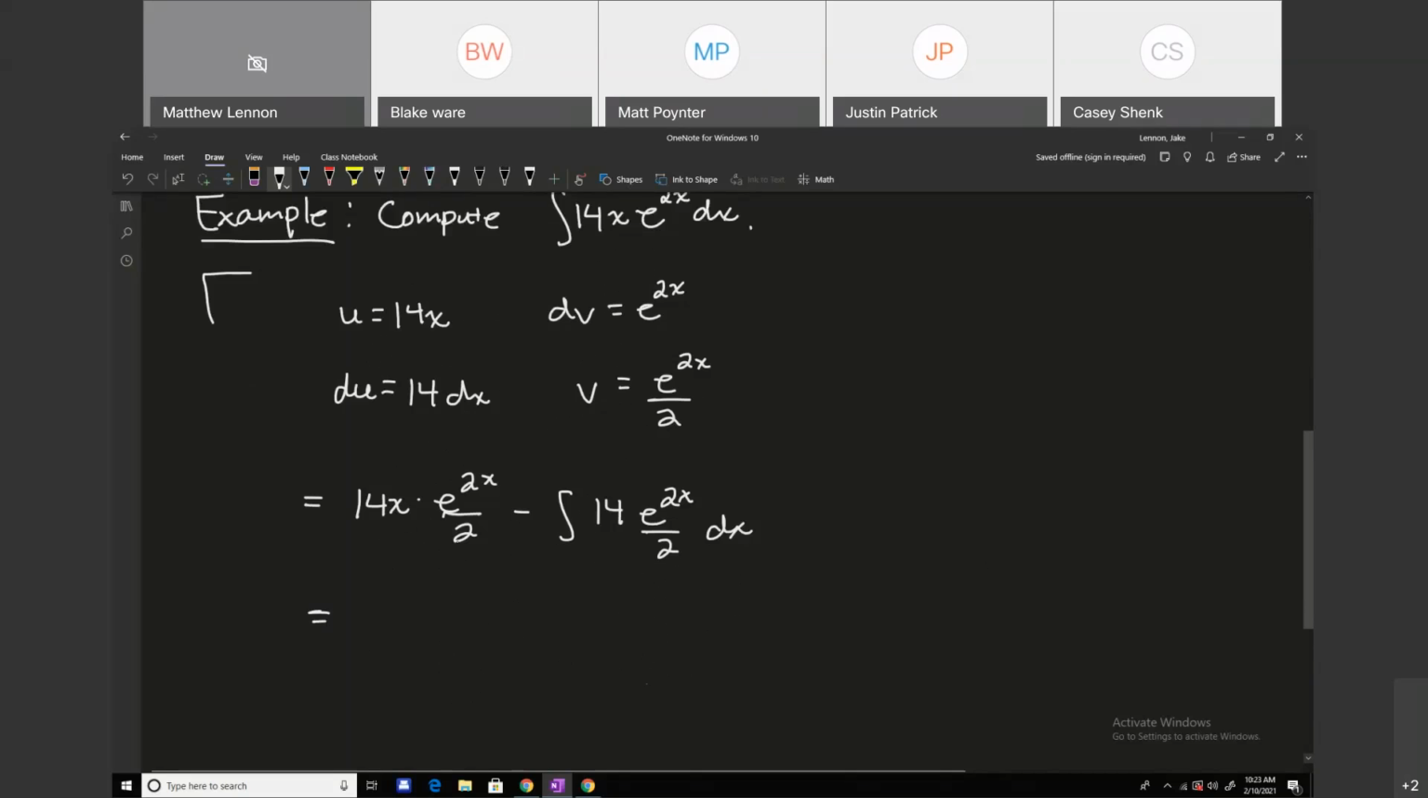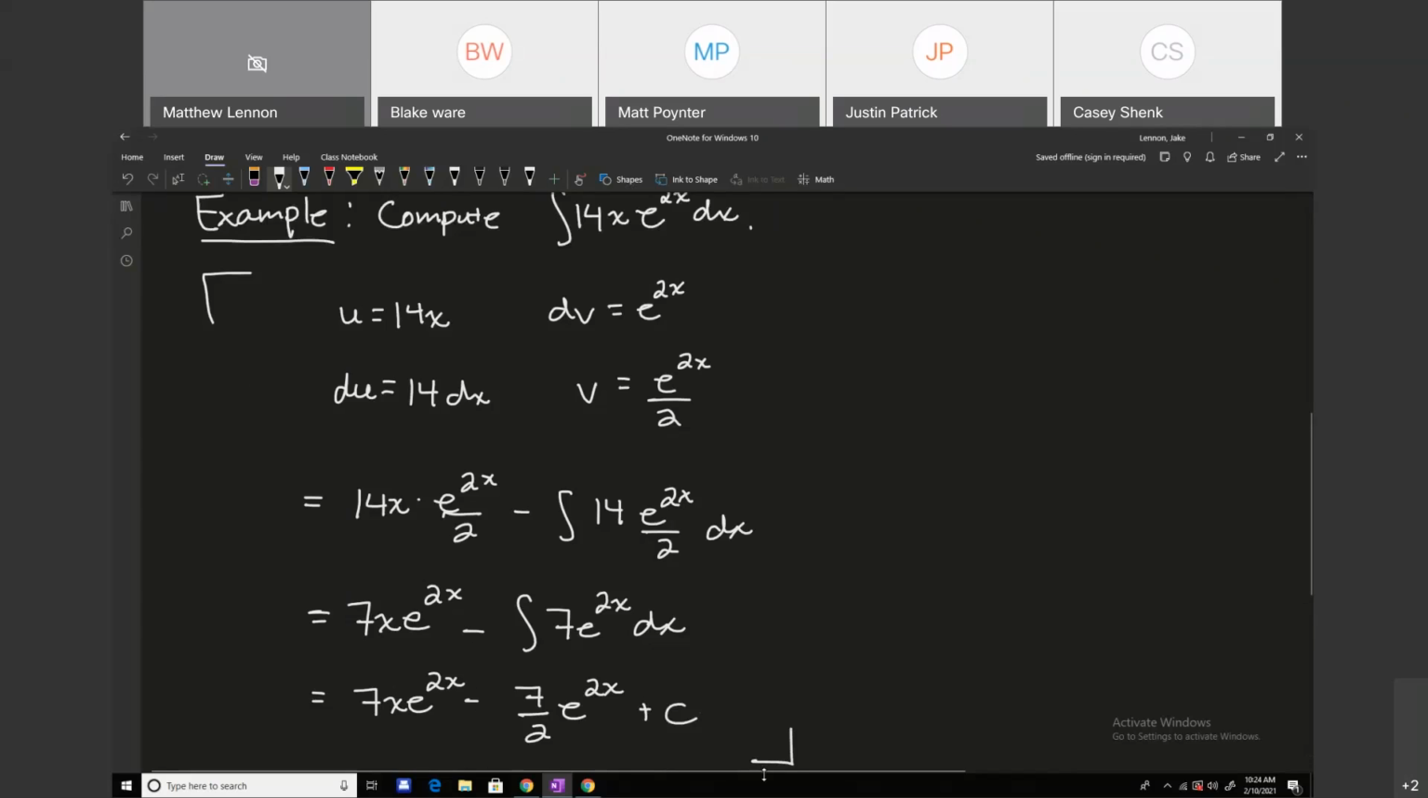So 14x over 2 is the same thing as 7x. So I get 7x e to the 2x, and then minus, I'm going to be doing the integral of 7e to the 2x dx. And that integral, again, is just the straightforward e to the 2x over 2. It's the integration rule for the exponential function. So 7x e to the 2x minus 7 over 2 e to the 2x, and then plus a constant of integration, since this is just a general antiderivative.